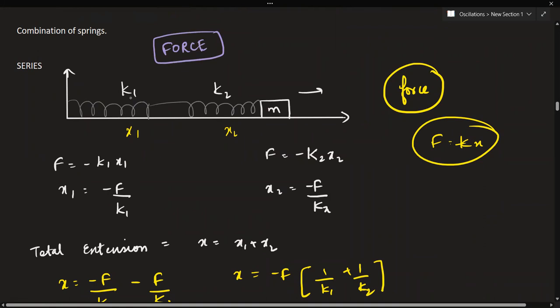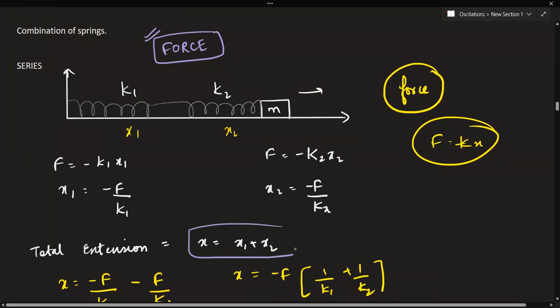So see, if K1 is the spring constant of the first spring and K2 is the spring constant of the second spring, and both springs are connected in series and the free end is attached to a block of mass M. Let's say X1 is the displacement produced in the first spring and X2 is the extension produced in the second spring. Since force will be constant in series, we can say X1 will be equal to minus F by K1 and X2 will be equal to minus F by K2. Now see, the total extension produced will be the sum of the extension produced in the first spring and the extension produced in the second spring.